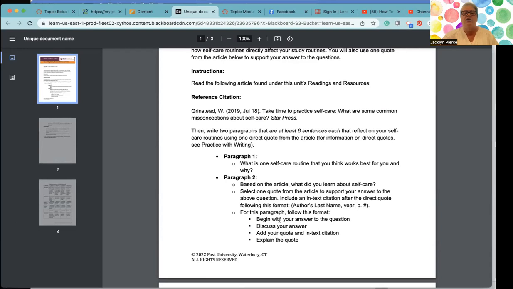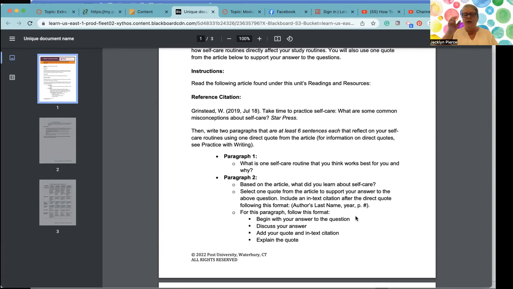All right. For this paragraph, follow this format. Begin with your answer to the question. Based on this article, what did you learn about self-care? In Grinstead's article, I learned blah, blah, blah. Okay, answer that. Do exactly what it's asking you. Discuss your answer. I'm reminded of other things that I've done for self-care, et cetera. Explain it. Discuss that answer.